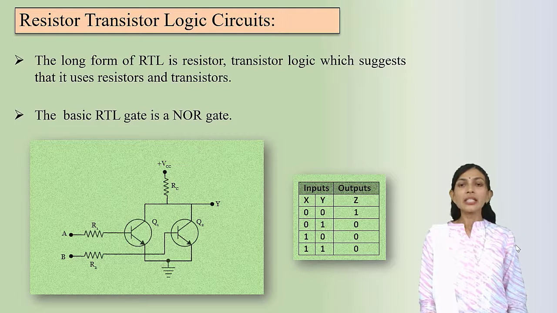Finally, this is the truth table of the NOR gate. So dear students, what is the logic of the OR gate? Actually, for an OR gate, if any of the inputs is 1, then the output is 1. But here, if any of the inputs is 1, then the output is 0.